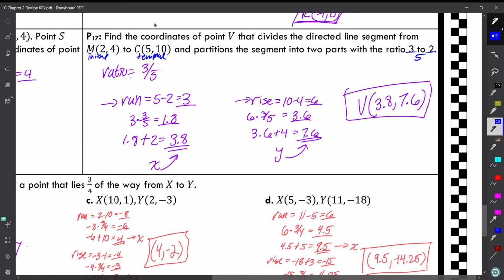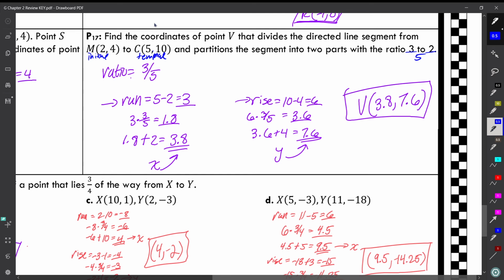5 minus 2 is 3. Take that 3 and multiply by the 3/5. 3 times 3/5 comes out to 1.8 in my calculator. I didn't want to deal with a fraction, so I just made it a decimal. We're going to take that 1.8 and add it to the x-coordinate of our initial point M, which is 2. 1.8 plus 2 gives me 3.8, and that's the x-coordinate of the point we're trying to find.